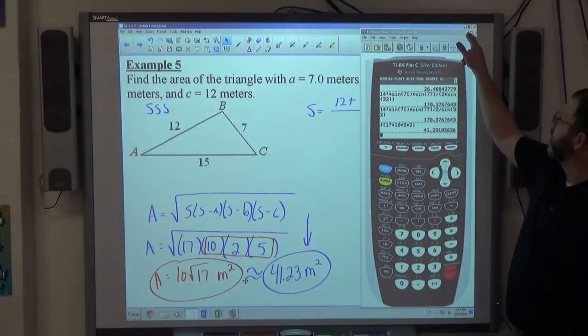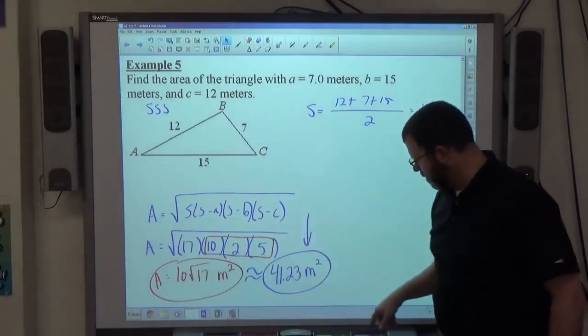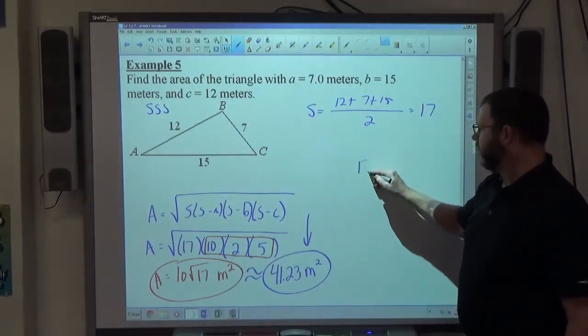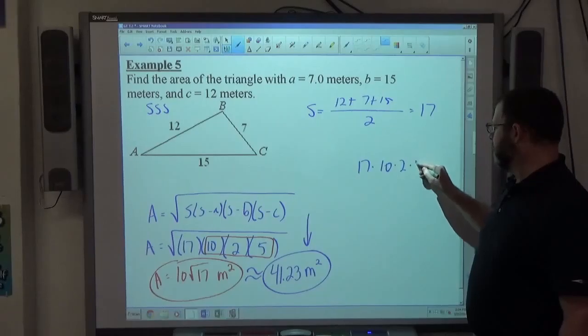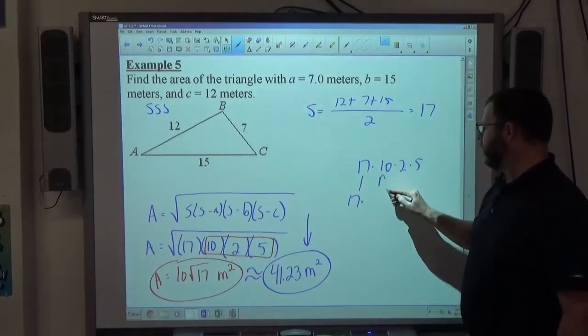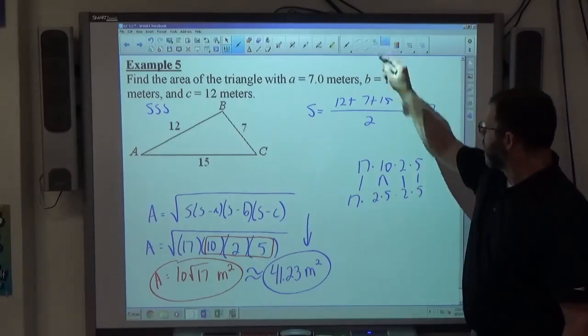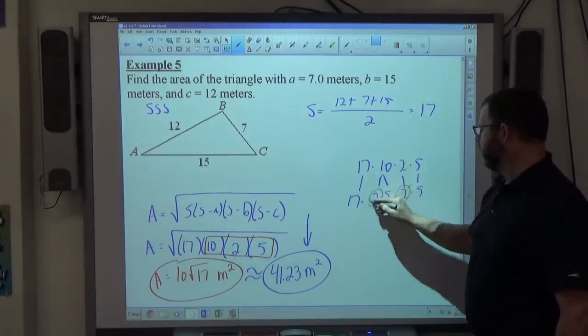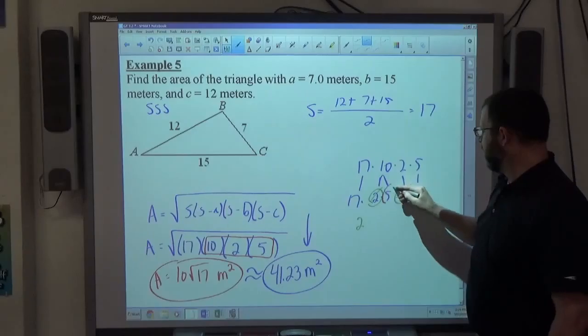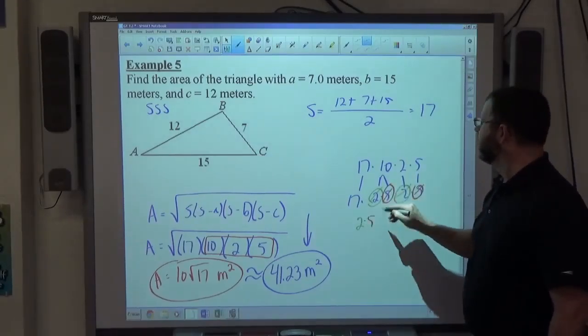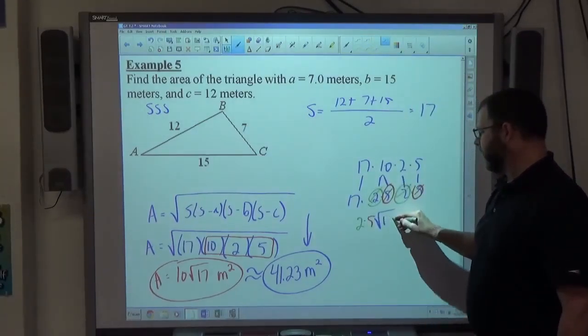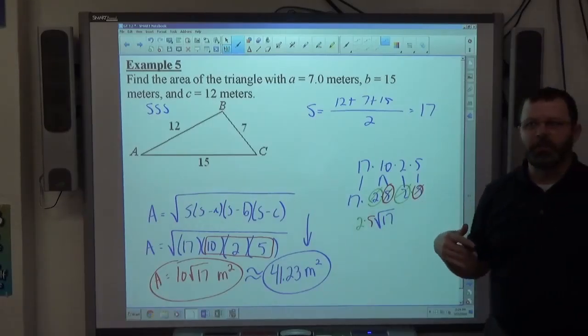Keep in mind, if they do ask for the exact answer, you've already got a partially factored number, right? So you have 17 times 10 times 2 times 5. 17 is prime, 10 is 2 times 5. Right? And then any pair of numbers, 2 and 2 is a pair, so you can pull 2 out. 5 and 5 is a pair, you can pull 5 out. 17 has no pair, so it has to stay in. So it's just basic simplification of a radical.